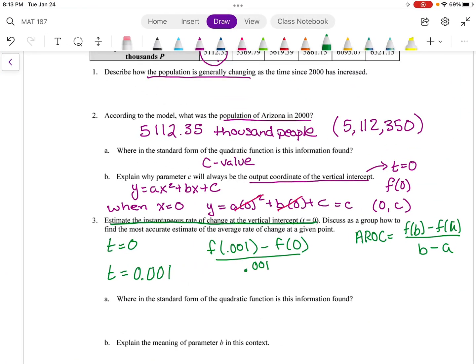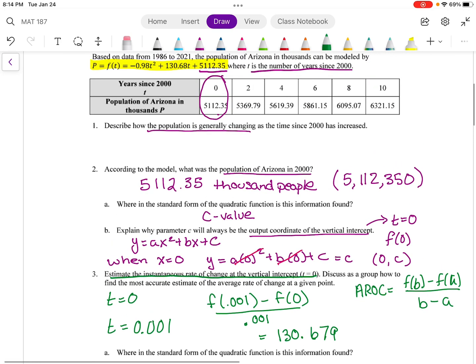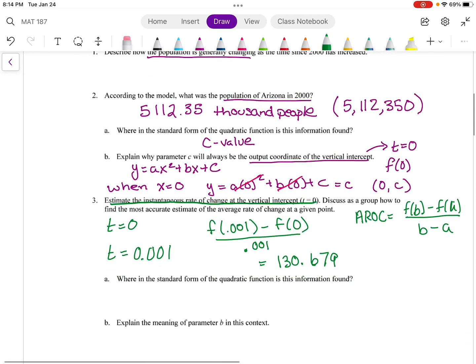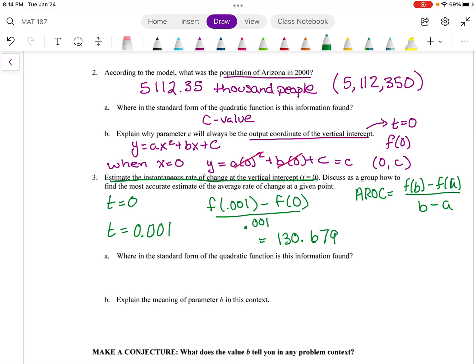So I'm going to go back to my work, and so this would end up equaling 130.679. And if I go back and I look at my quadratic equation up top, you should notice my b value here is 130.68. That's just a rounded version of this number. If I had rounded to the nearest hundredth, I would have gotten 130.68. So where did I find this information? Well, it was my b value.